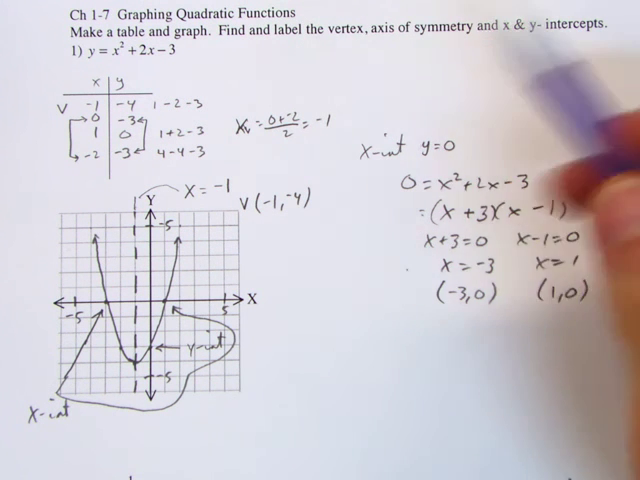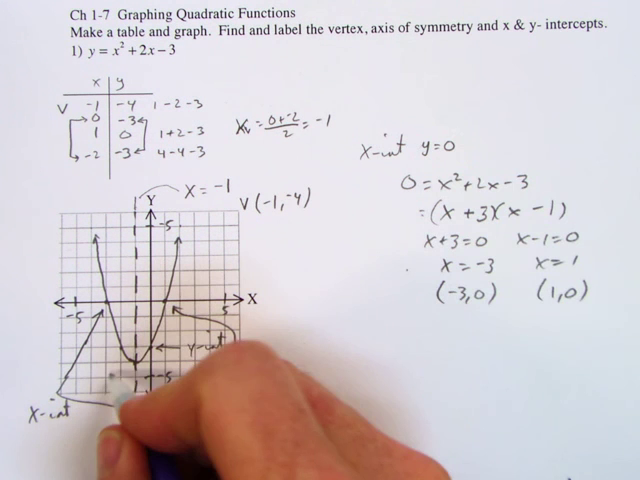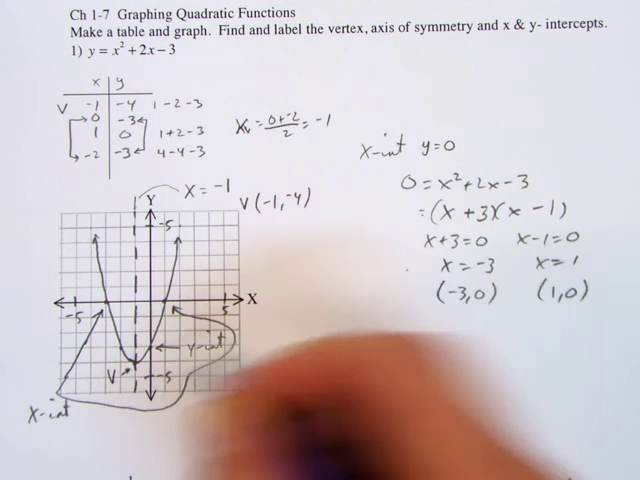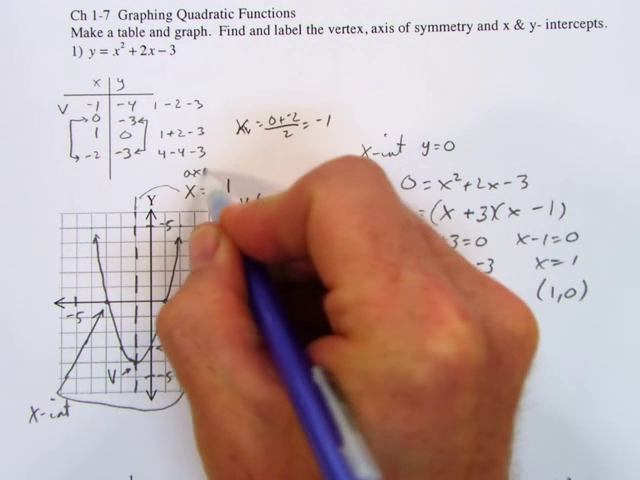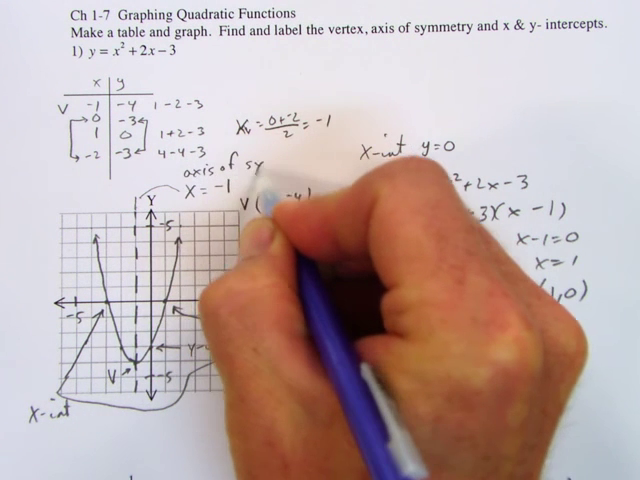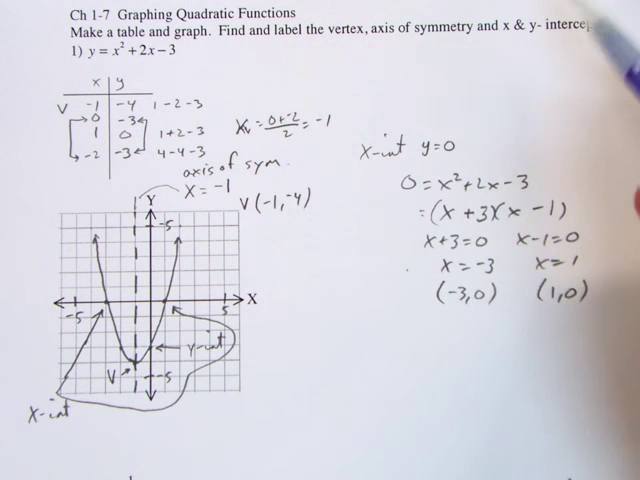Did we do everything it asked for? So we found, and we didn't label, the vertex. Here's our vertex. We've done our axis of symmetry. I didn't actually label it as axis of symmetry. We've done our x and y intercepts, and so that's it for number 1. See the next video for number 2.